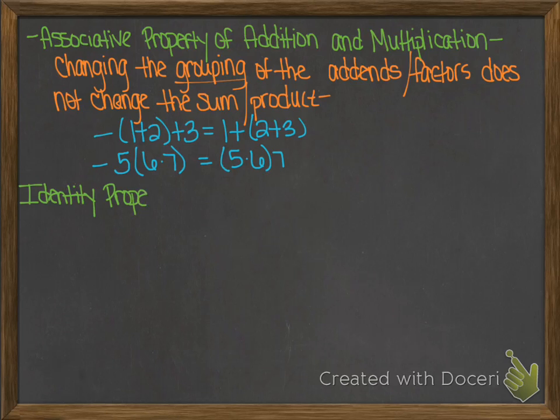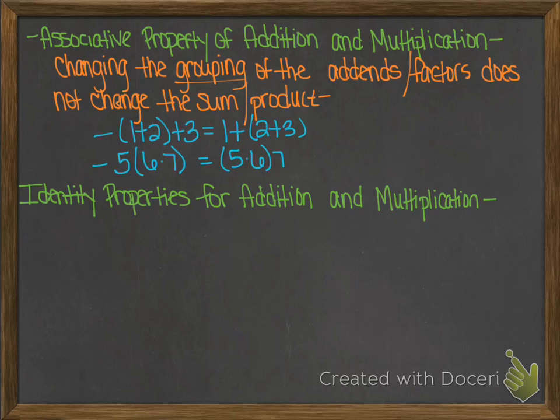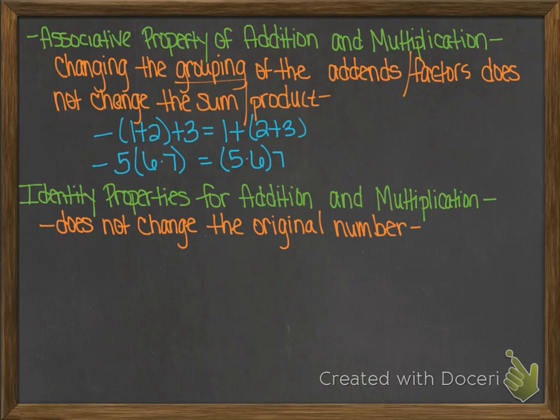The next set of properties that we have is the identity properties for addition and multiplication. Okay? Identity, think about it that it doesn't change the original number. So I like to explain it as each person has their own identity, and you don't want anyone else to change it. So with these properties think, what can I do to addition to not change the original number? What can I do to multiplication to not change the original number?